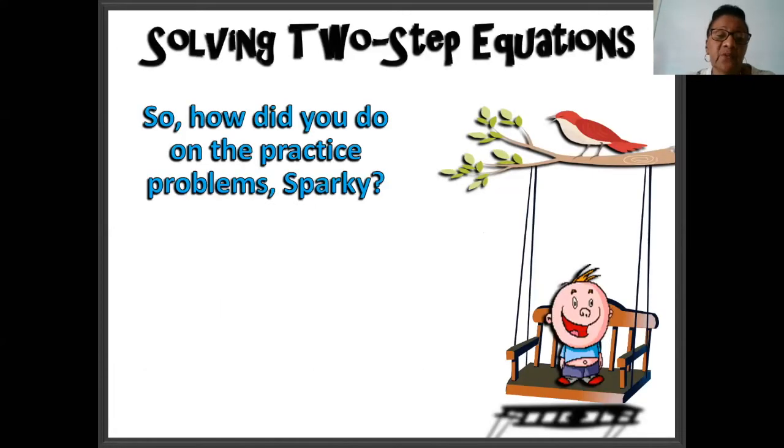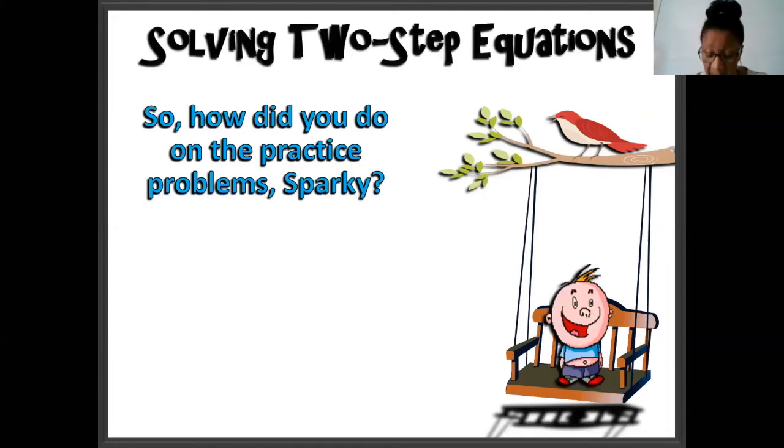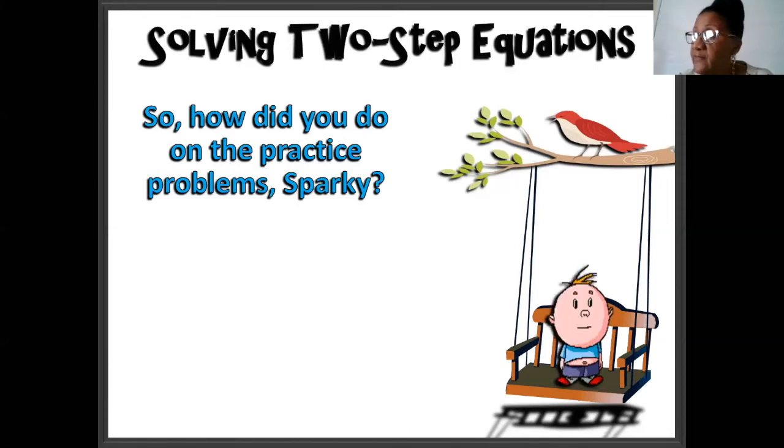Now, solving two-step equations. How did you do on the practice problems? Some of you did quite well, but even if you did not finish all 6 and you had the majority or all of what you did correct, then that is a good sign that you have followed the steps and you understand what was being done. Remember what our objective was. Our objective was to be able to solve two-step equations, right?